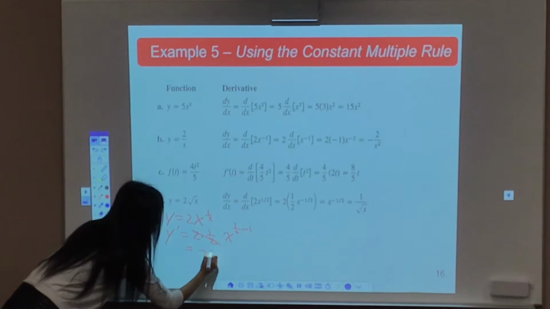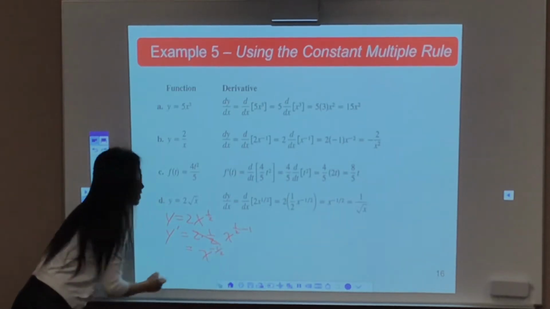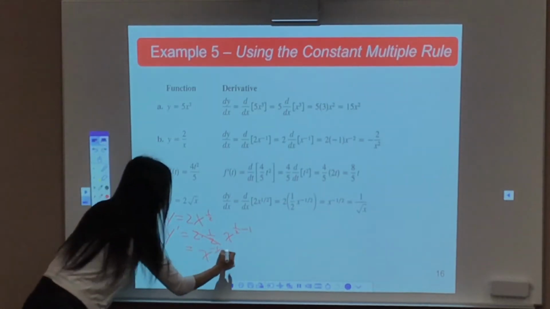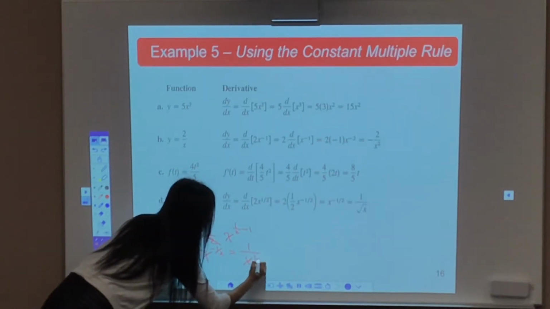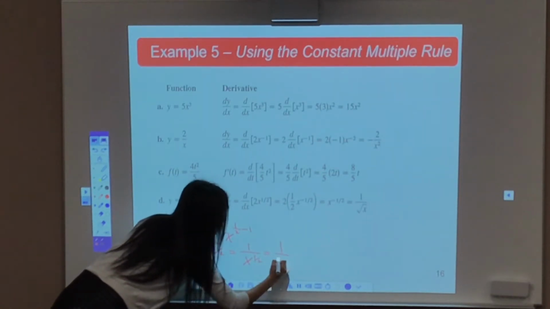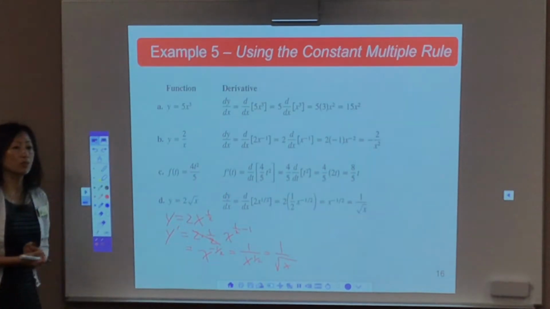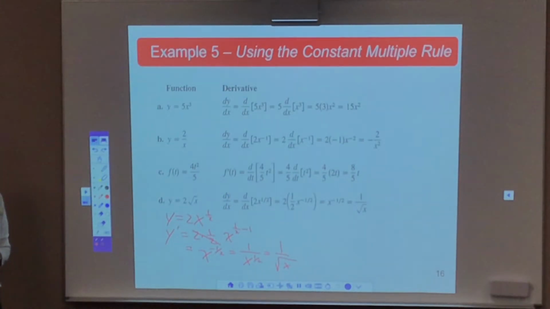What's that equal to? The 2 and 1/2 cancel out, so x to the what? Negative 1/2. So where does it go? 1 over x to the 1/2, which is the same as what? 1 over the square root of x. So far, so good, class? Okay, it's not hard. You already know everything.